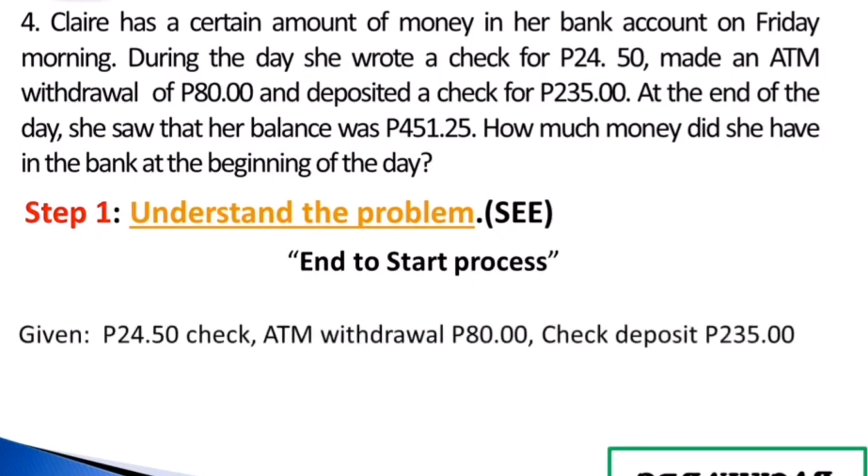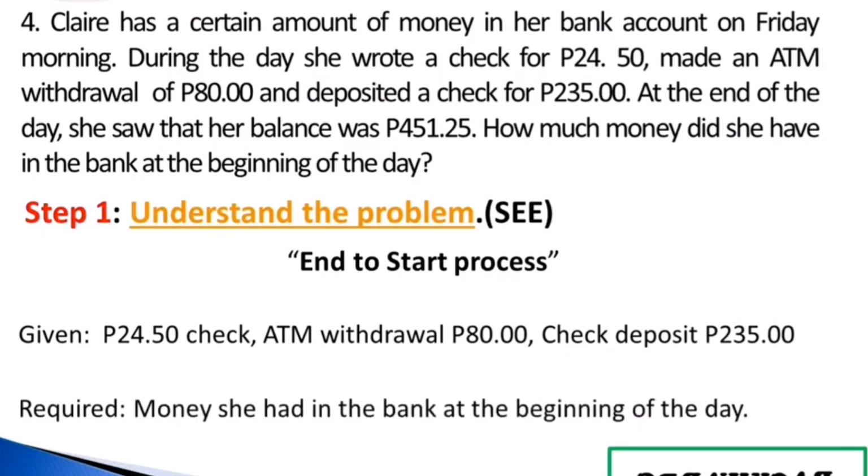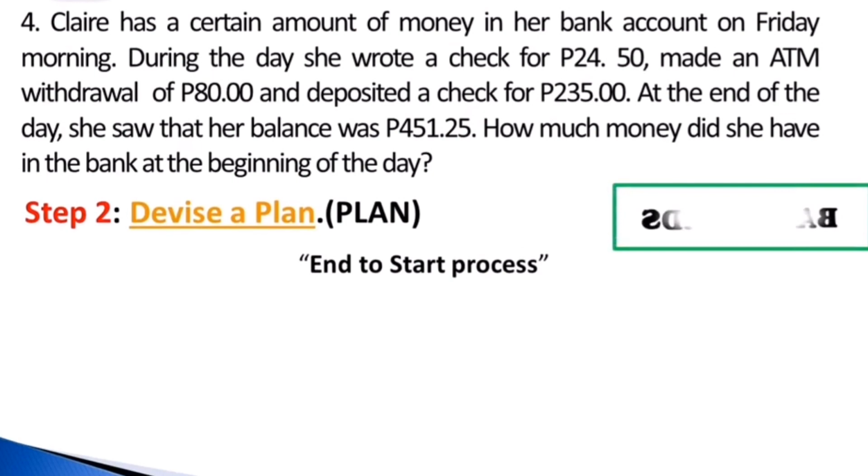Okay, so here we have the given: 24.50 as the check, 80 pesos for the ATM withdrawal, and 235 pesos for the check deposit. So what is being asked in the problem? We are asked to get the money she had in the bank at the beginning of the day. The second step is devise a plan. In devising a plan, it's better to bring down all the necessary information in this way.